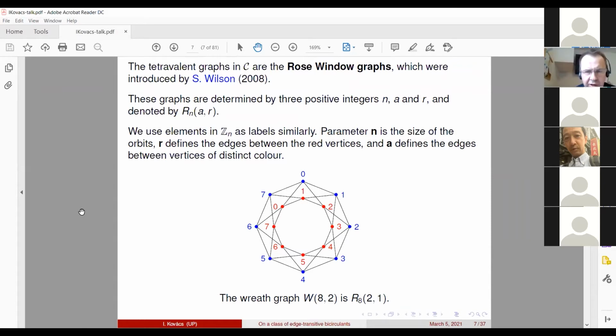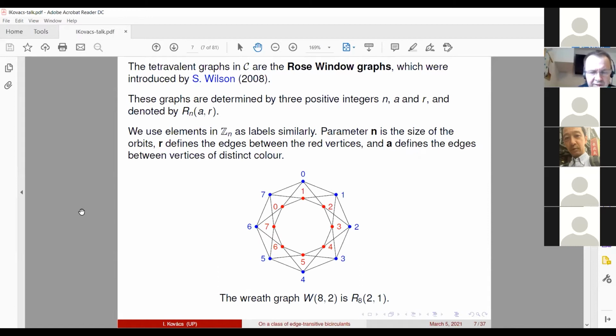The tetravalent graphs are called rose window graphs, which were introduced by Steve Wilson much later. For rose window graphs, we need 3 parameters. We still have n and r, and n is the number of vertices divided by 2. And we can still use the same labeling as before. The parameter r defines the edges between the red vertices, just as before. And we need an extra parameter a, because between the blue and red vertices, we have 2 complete matchings.